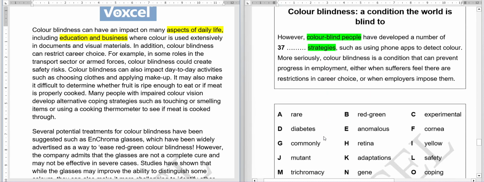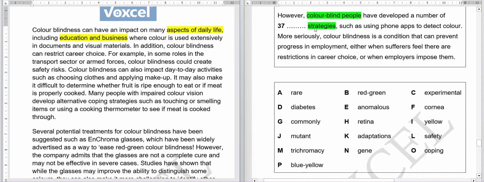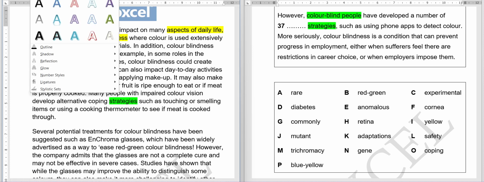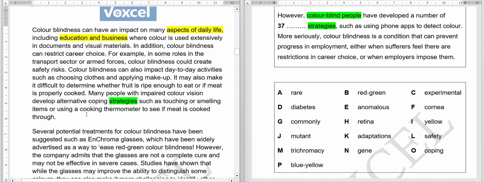37. Okay. However, colorblind people, yeah, we have read about such strategies here. So now obviously our answer is in this particular paragraph, and for that you will get from here. So your location should be from here to here. So you will get around 10 seconds. Tell me the answer, and your time starts now.